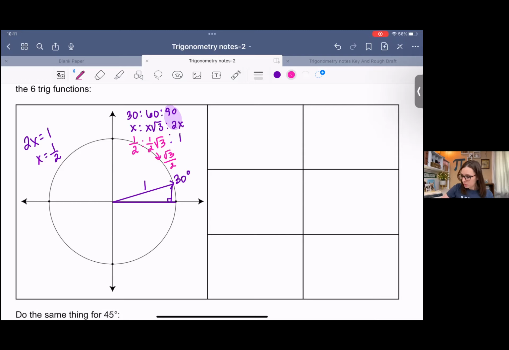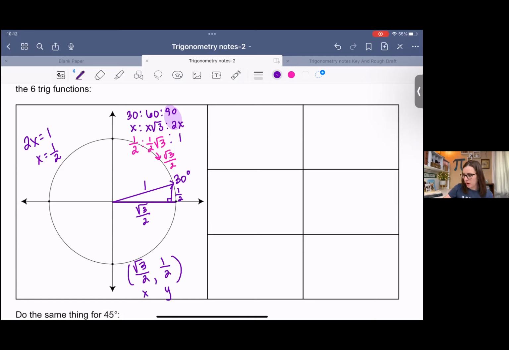So the side across from the 30-degree angle is 1/2, and the side, I'm sorry, I said across, opposite, opposite of the 30-degree angle. And then the side adjacent to the 30-degree angle or opposite of the 60-degree angle, however you want to look at that, is root 3 over 2. So I have found x and y. The x coordinate goes over root 3 over 2, and it goes up a half for a 30-degree angle.